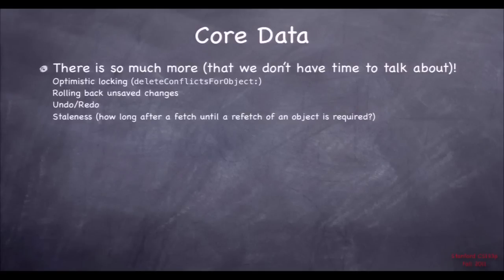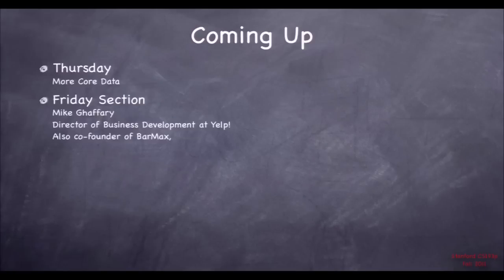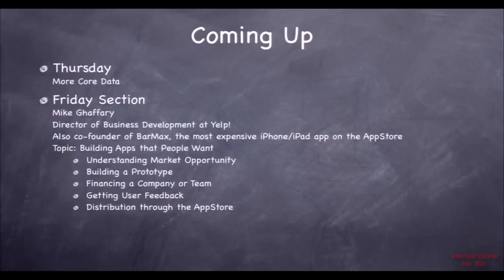There's lots more I could talk about in Core Data: optimistic locking and undo and redo. It does full undo and redo. Things about staleness of fetching, all that. We don't have time for any of that, unfortunately. So what's coming up on Thursday, I'm going to talk about more Core Data, specifically how you hook a Core Data database up to a table view, because a table view is a great way to look at the data in a Core Data database.